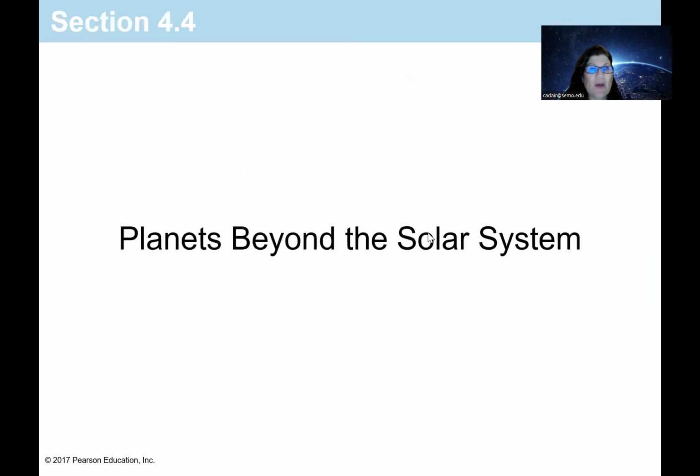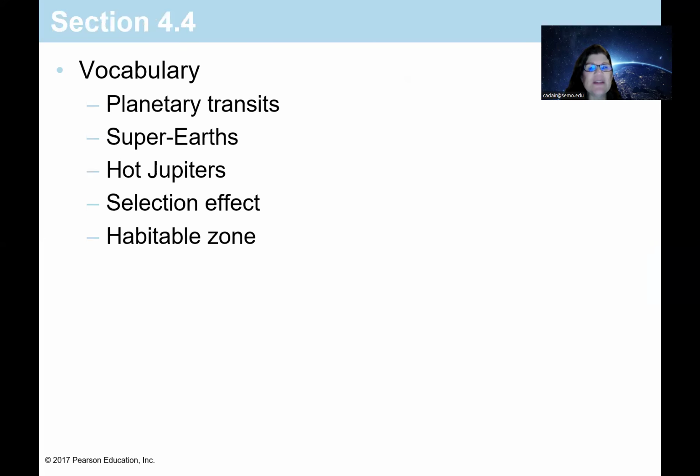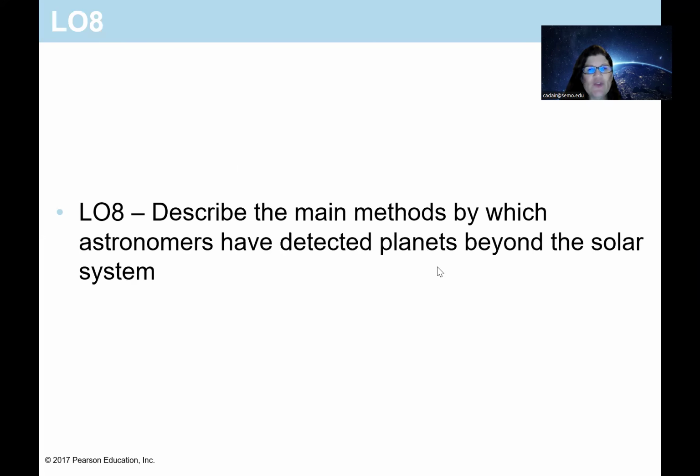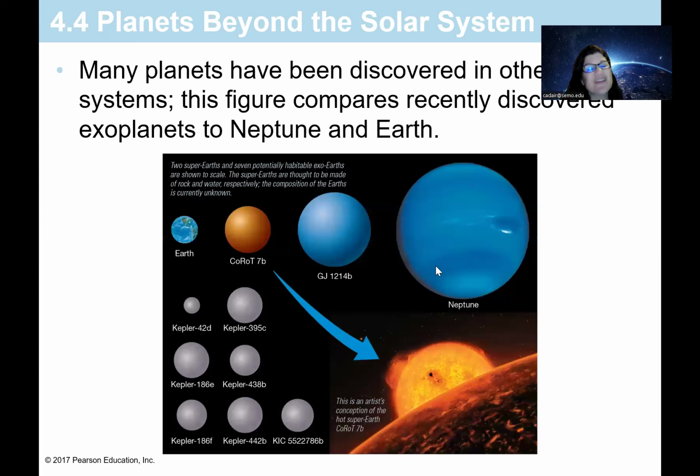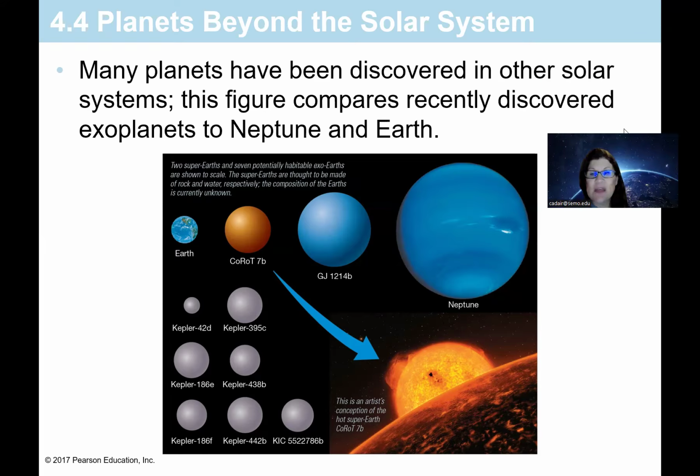So, okay, planets beyond the solar system. This is exoplanets. Describe the main methods by which astronomers have detected planets beyond the solar system. This is kind of fun, actually. In the 80s and 90s, before that, of course, we didn't think that there were any other planets around other stars. We kind of thought there might be, but we hadn't discovered one. But we developed some techniques that helped us discover them.